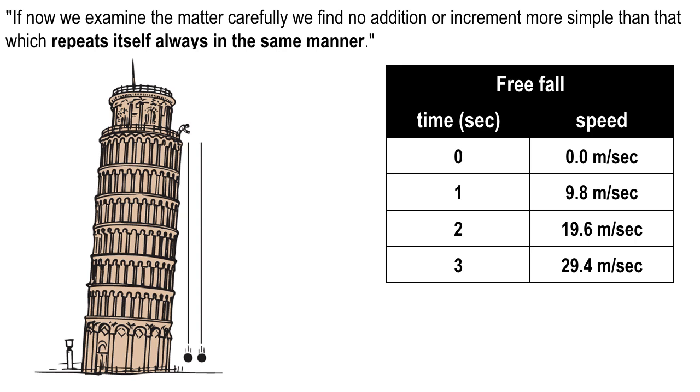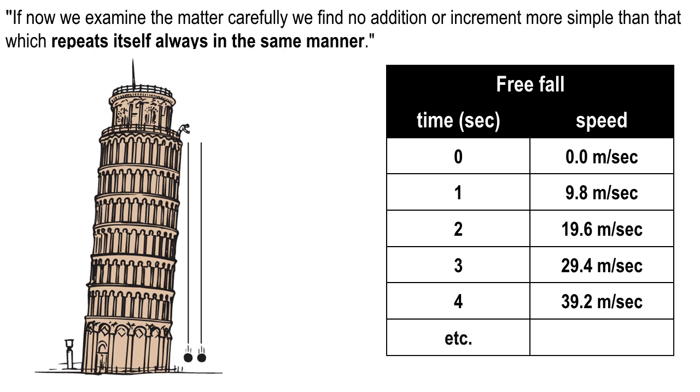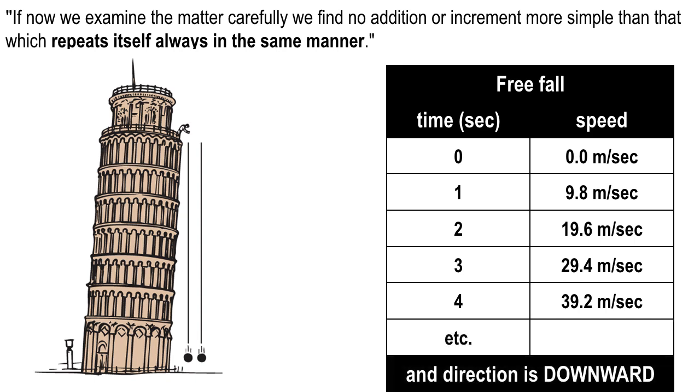That is constant acceleration. And for free fall, it's 9.8 meters per second of downward speed for every second of free fall. Now, in real life, there's a little bit of air resistance. But for simple systems that aren't going too fast, just straight equal increments, 9.8, 9.8, 9.8, 9.8, every second of free fall works perfectly fine. All right, so just put etc. and make a note that the direction is downward.